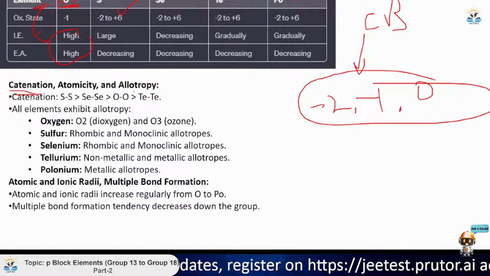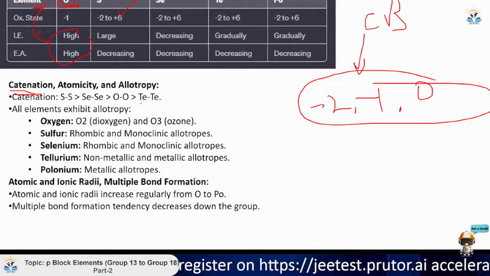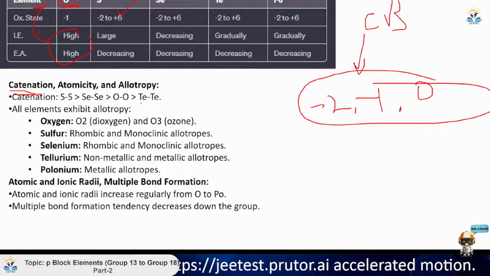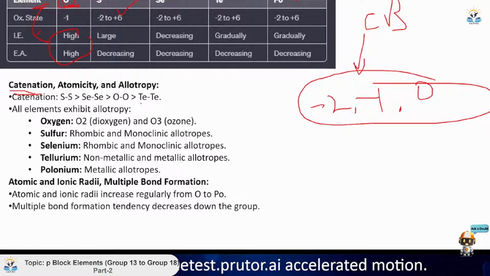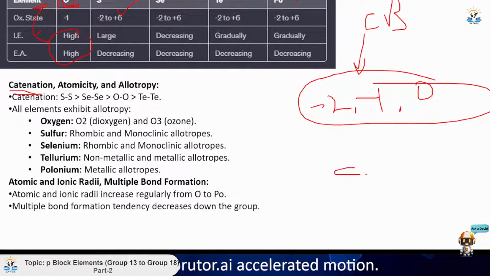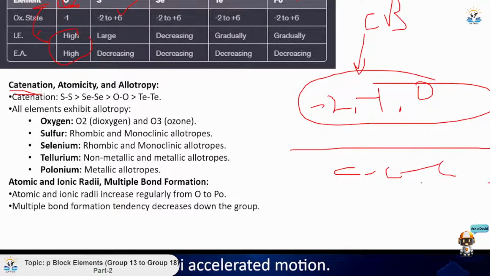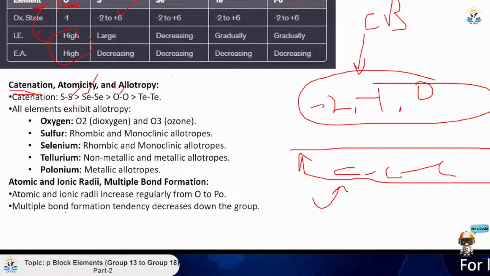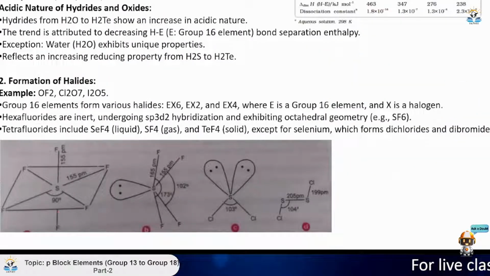Now, what is catenation? Catenation is basically a process by which the element forms a chain with itself. Okay, so we have seen this in carbon. The whole organic chemistry is based on this simple thing that carbon shows catenation. And we see this even in sulfur, selenium, oxygen, and tellurium. So, keeping all that in mind, let's talk about the oxygen family's reactions.